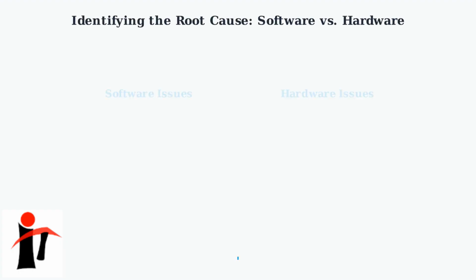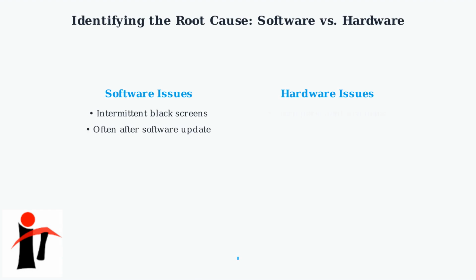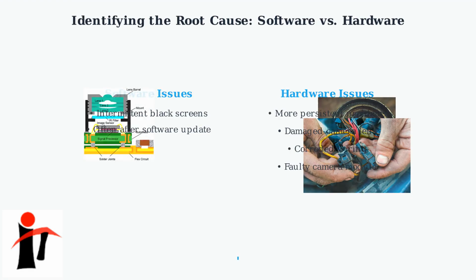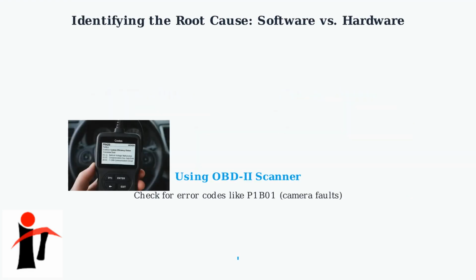Distinguishing between software and hardware issues is crucial. Software glitches often manifest as intermittent black screens or occur after an update. Hardware problems, like a damaged camera lens, corroded wiring, or a faulty camera module, tend to be more persistent. Use an OBD2 scanner to check for error codes, such as P1B01, which indicates camera faults. This will help narrow down the cause.